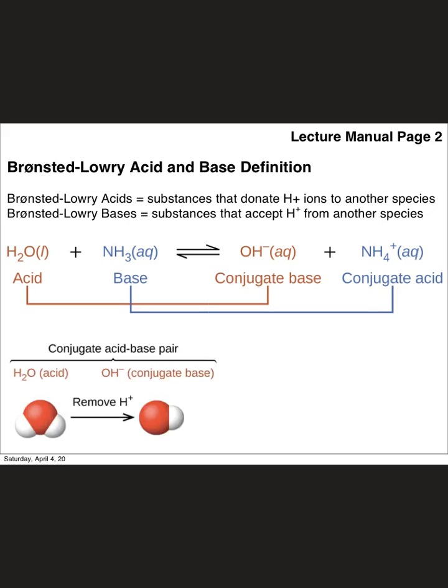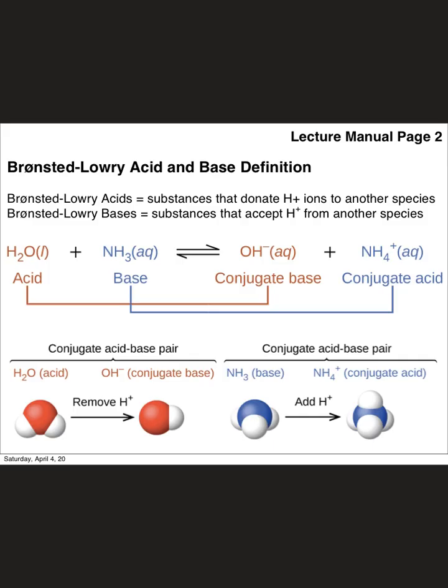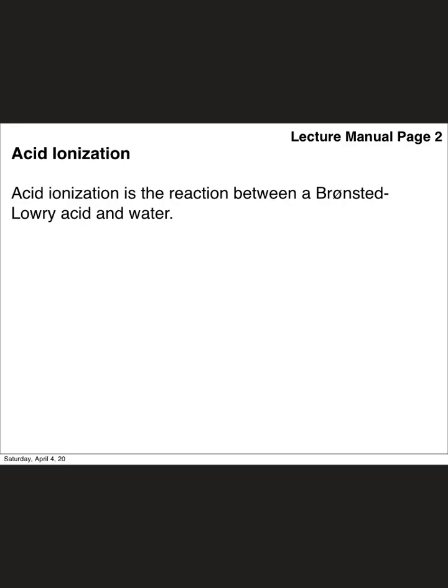Thus, conjugate acid-base pairs are species that differ by one proton. For example, water and hydroxide ions are a conjugate acid-base pair, and ammonia and ammonium ion are a conjugate acid-base pair as well. Note that a conjugate base will have one less proton than its conjugate acid. Vice versa, the conjugate acid will have one more proton than its conjugate base. When an acid dissolves in water, it will dissociate. We call this process acid ionization.